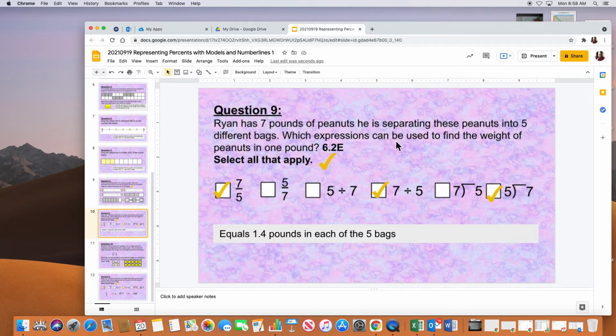Ryan has 7 pounds of peanuts. He is separating these peanuts into 5 bags. Which of these expressions can be used to find the weight of the peanuts? Well, what we're doing is dividing 7 by 5. So 7 divided by 5 equals 1.4 pounds will be in each of the 5 bags.